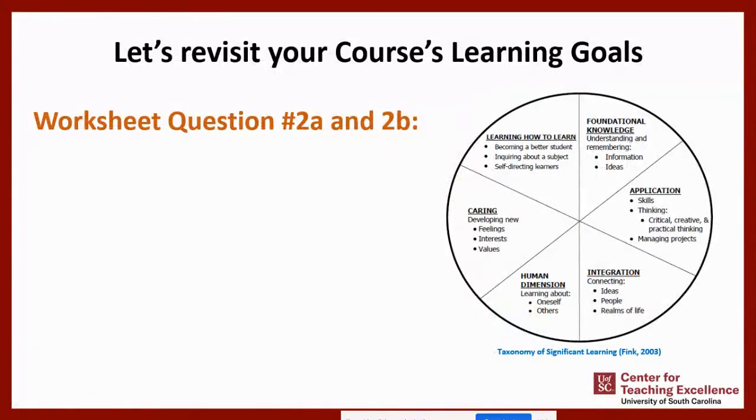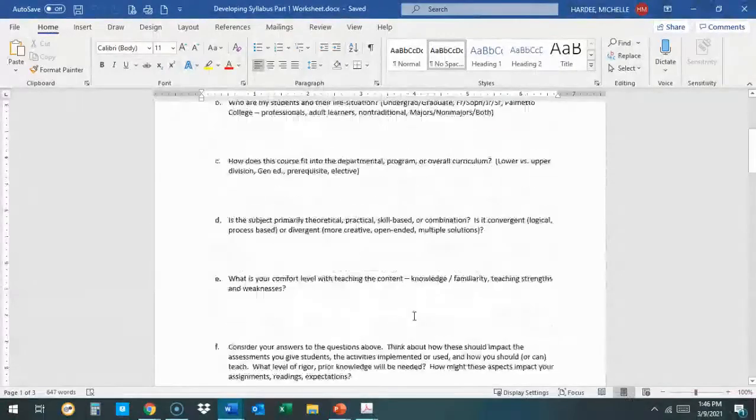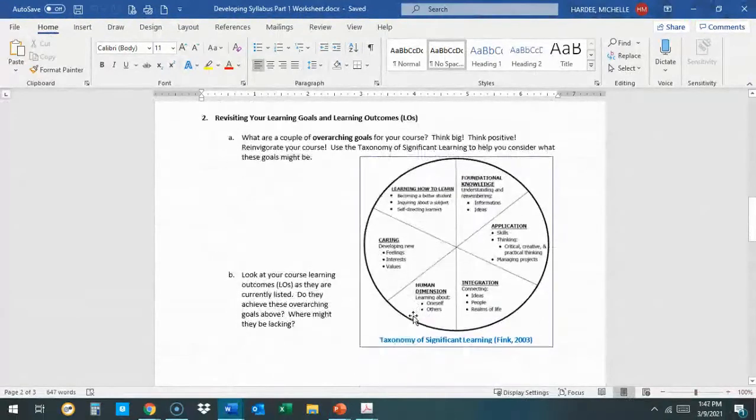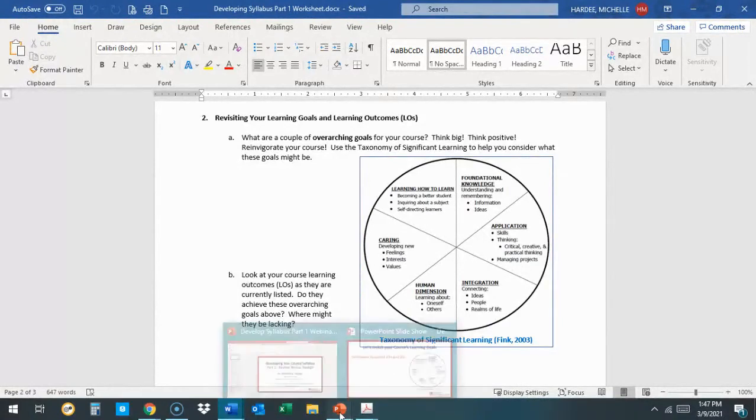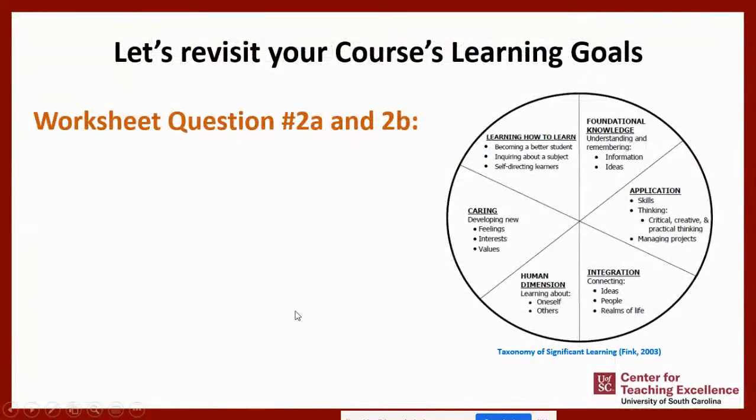So in your worksheet, you also have this design. If you scroll down to page 2, you have what's called the Taxonomy of Significant Learning. And this is from an educator, his name is Dee Fink, and he developed this. And I really like it because it helps to reiterate the value of there's more to the class than just content. So learning how to learn, foundational knowledge, caring, the human dimension, you want that community to develop, the integration, connecting it to real life situations.